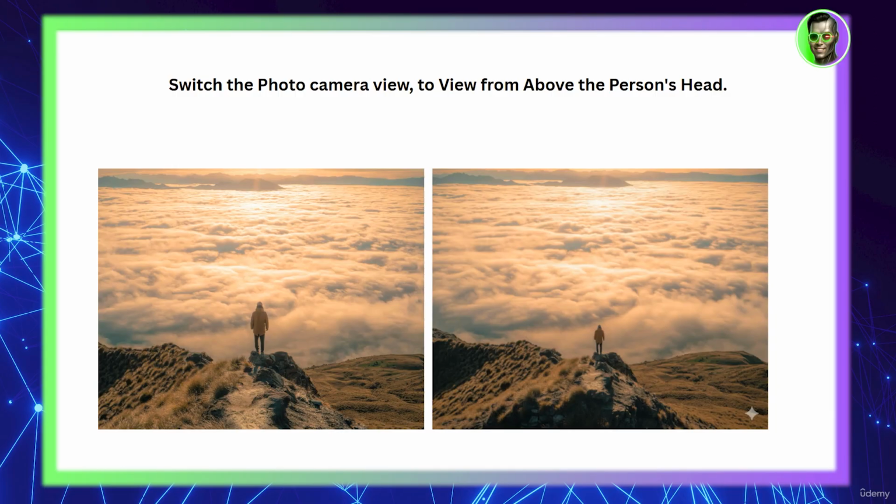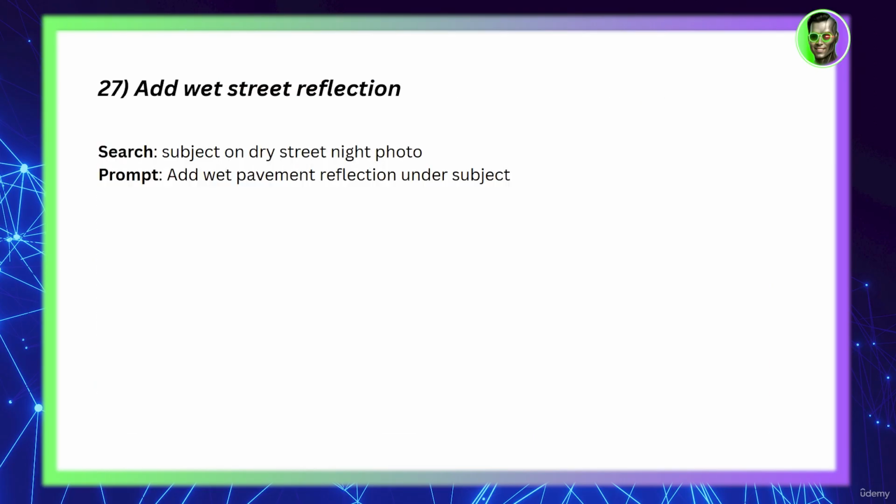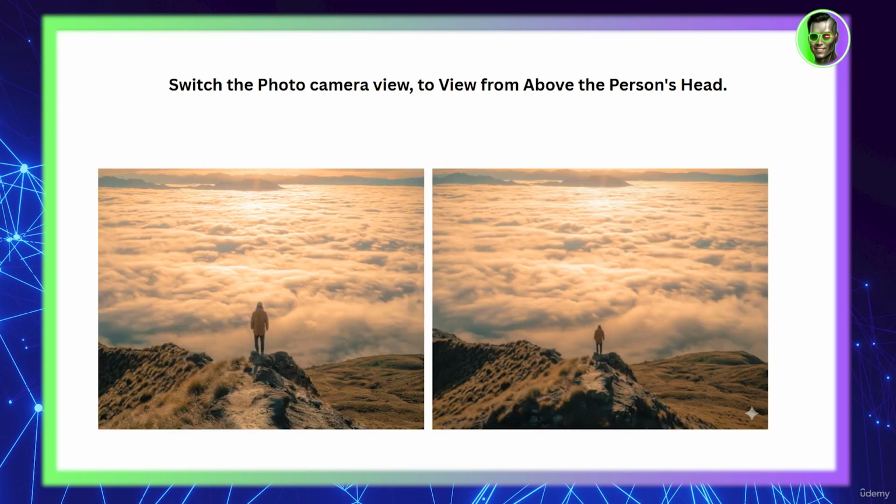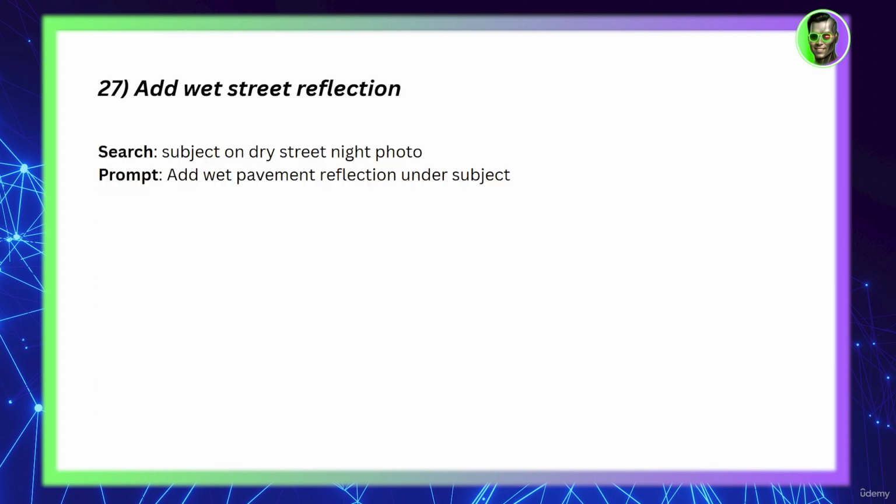Now, you can also switch the angle or change the angle of the picture by zooming out. In this case, I didn't say per se zoom out. The prompt that was used was switch the photo camera view to view from above the person's head, and it just changed it to that. You can use a simple one, which is change the camera angle or camera view angle to eagle view. That will also probably take care of it.